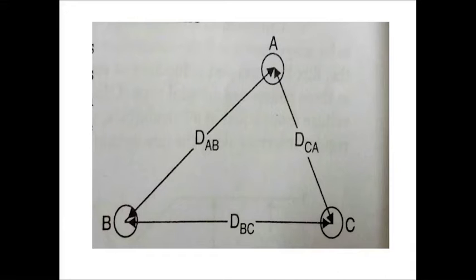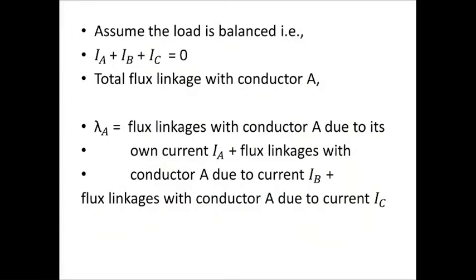This is the diagram for arrangement of conductors A, B and C. Positions are also shown in the diagram. Assume that the load is balanced. That means IA plus IB plus IC equal to 0.